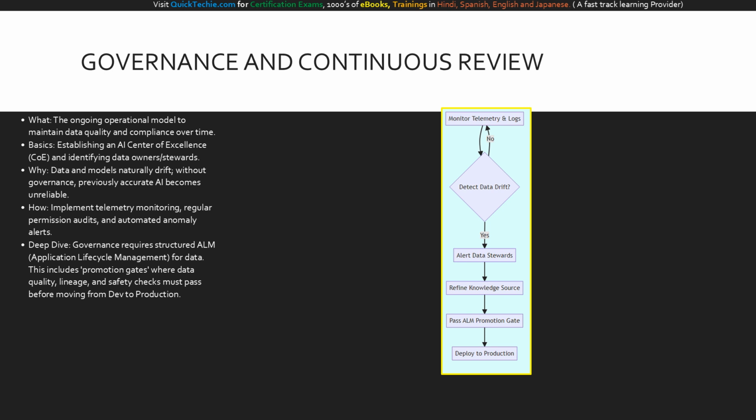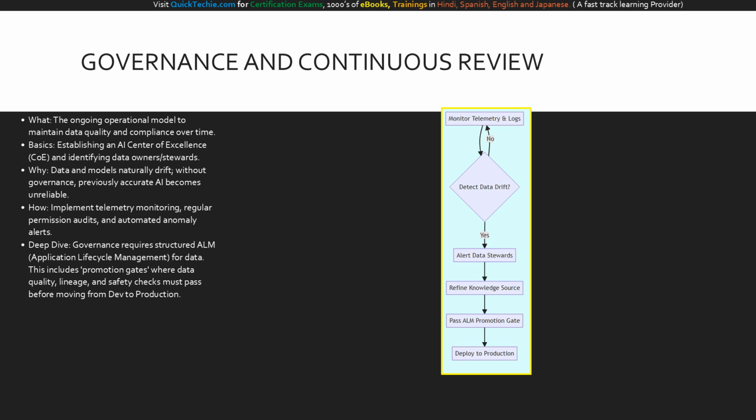How do we prevent this? We implement rich telemetry monitoring, conduct regular permission audits, and set up automated alerts for anomalies or guardrail violations. Taking a deep dive, true governance means applying application lifecycle management, ALM, to your data itself. You must build promotion gates. Just like software code, your grounding datasets must pass strict quality, lineage, and safety checks in a test environment before they are ever allowed to touch your production AI systems.